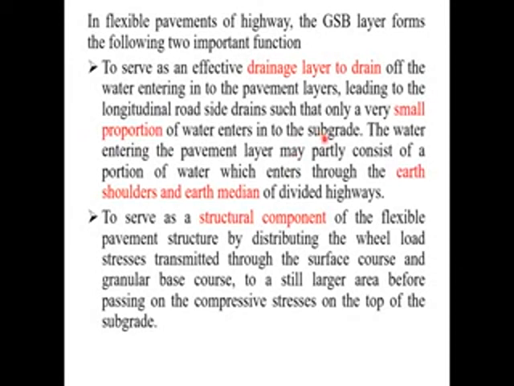Next, how you will construct. The GSB layer is constructed on top of the prepared subgrade. First you will prepare the subgrade, and above the subgrade you are going to prepare the GSB layer. You are removing grass, vegetation, or any debris. If any unwanted material is present on the top surface, you are scarifying and removing it.